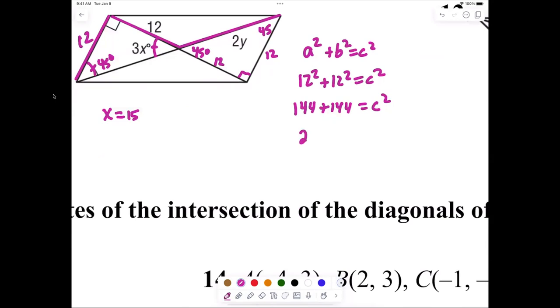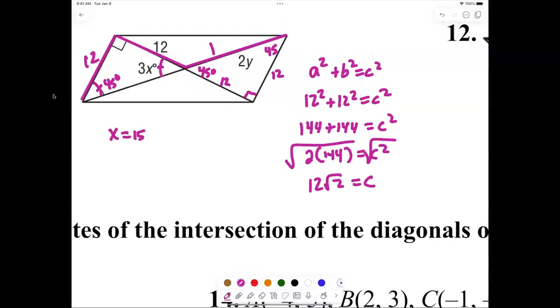So 2 times 144 equals C squared. What's the square root of 144? Well, so that is 12 radical 2. Everybody agree with that?